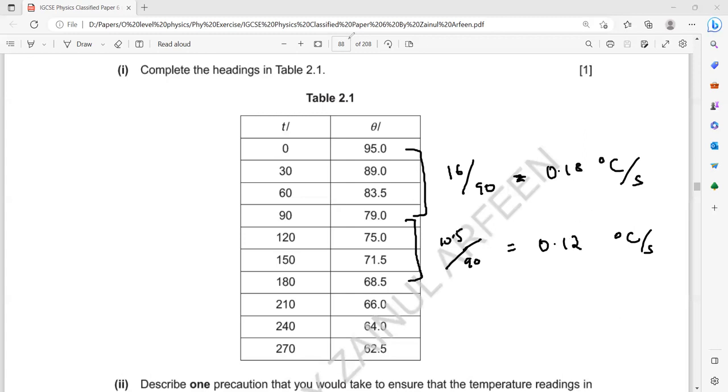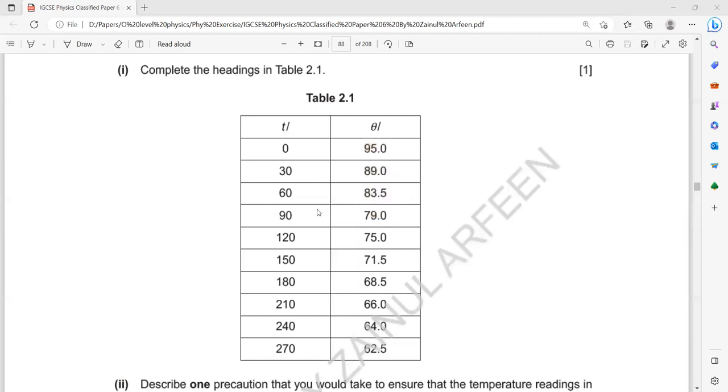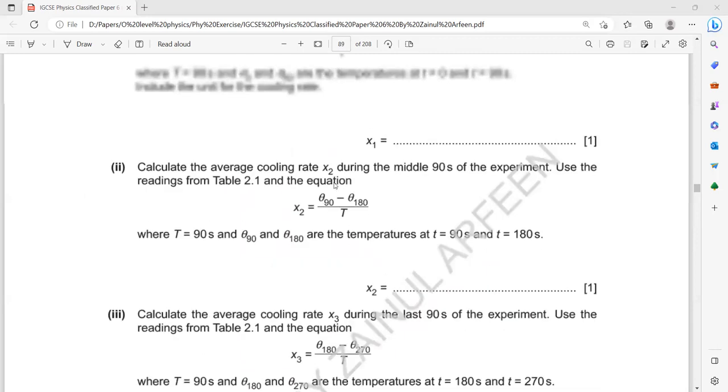So you can clearly see that 0.116 or 0.12 is okay. Two or three significant figure answers are fine. In the first 90 seconds, the rate of cooling was 0.18, but in the next 90 seconds, the rate of cooling is 0.12. It means the rate of cooling always decreases. In the beginning it is maximum and then it reduces. So this answer we'll write here as 0.18, and this answer we'll write as 0.12.